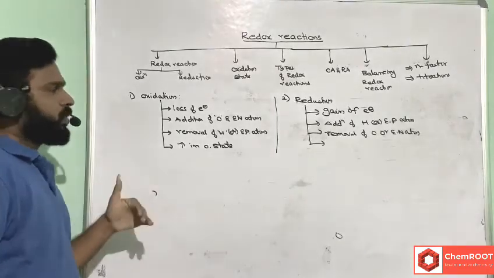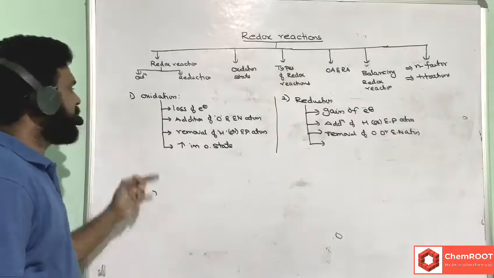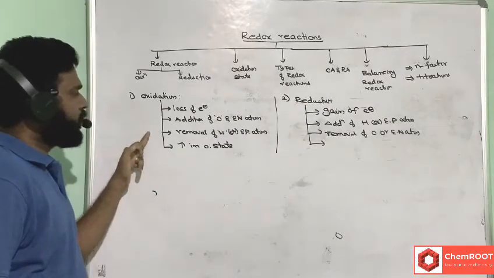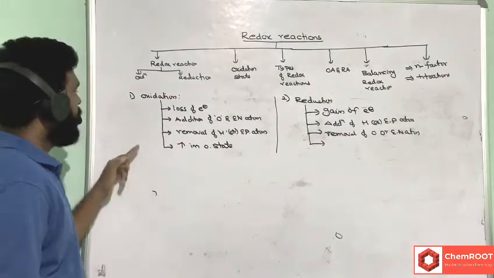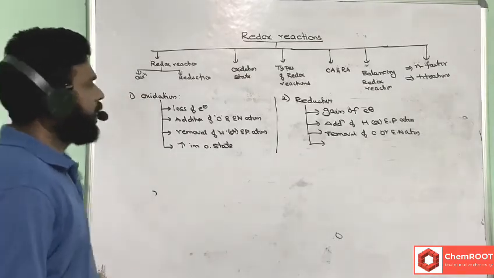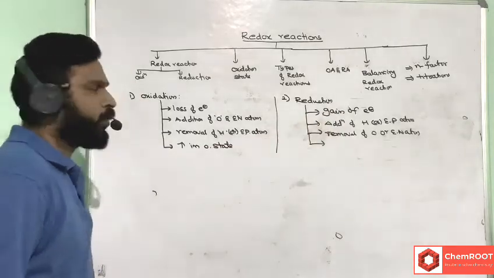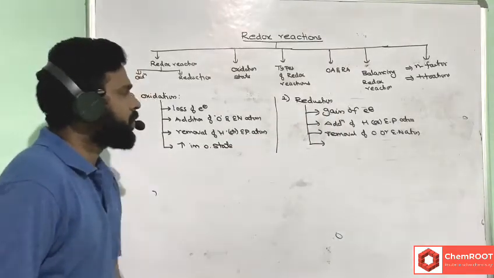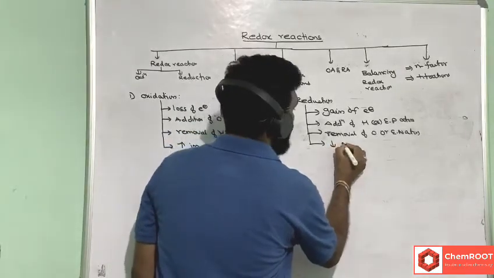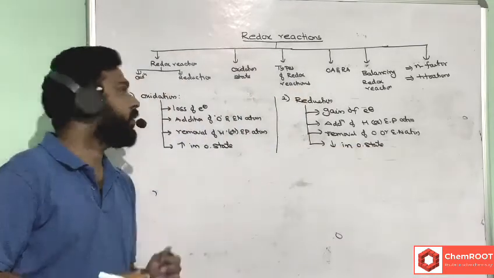Here, basically, the oxidation and reduction case. Oxidation involves loss of electrons, addition of oxygen or electronegative atom, removal of hydrogen or electropositive atom, or increase in oxidation state. This comes under oxidation. And reduction means gain of electrons, addition of hydrogen or electropositive atom, removal of oxygen or electronegative atom, decrease in oxidation state. A decrease in oxidation state comes under reduction.